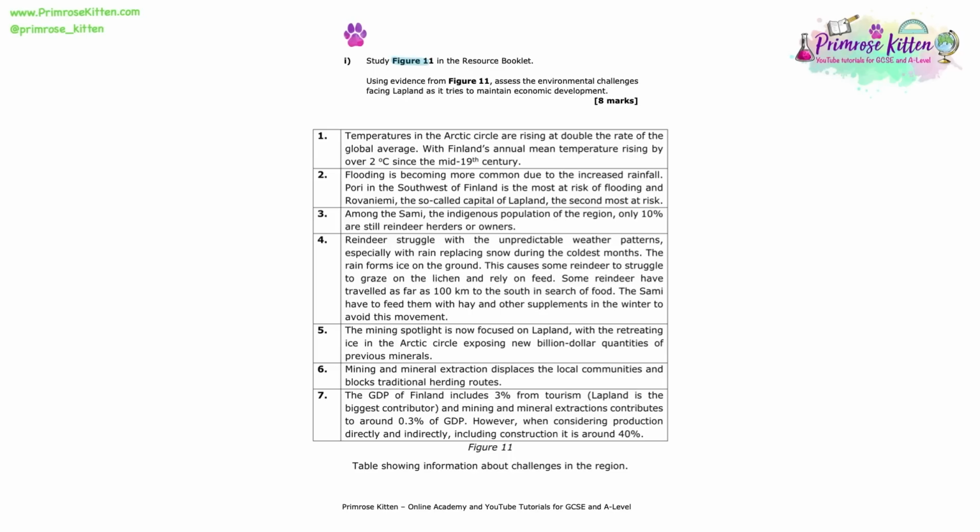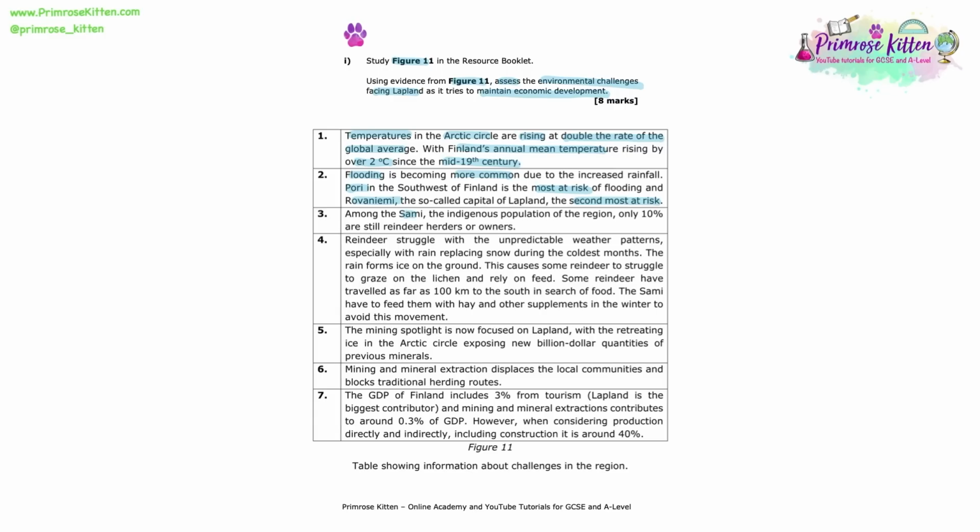Part I. Study Figure 11 in the resource booklet. Using evidence from Figure 11, assess the environmental challenges facing Lapland as it tries to maintain economic development for 8 marks. Figure 11 tells us that temperatures in the Arctic Circle are rising at double the rate of the global average, with Finland's annual mean temperature rising by over 2 degrees centigrade since the mid-19th century. That flooding is becoming more common due to the increased rainfall. Pori in the southwest of Finland is the most at risk of flooding, and Rovaniemi, the so-called capital of Lapland, the second most at risk.